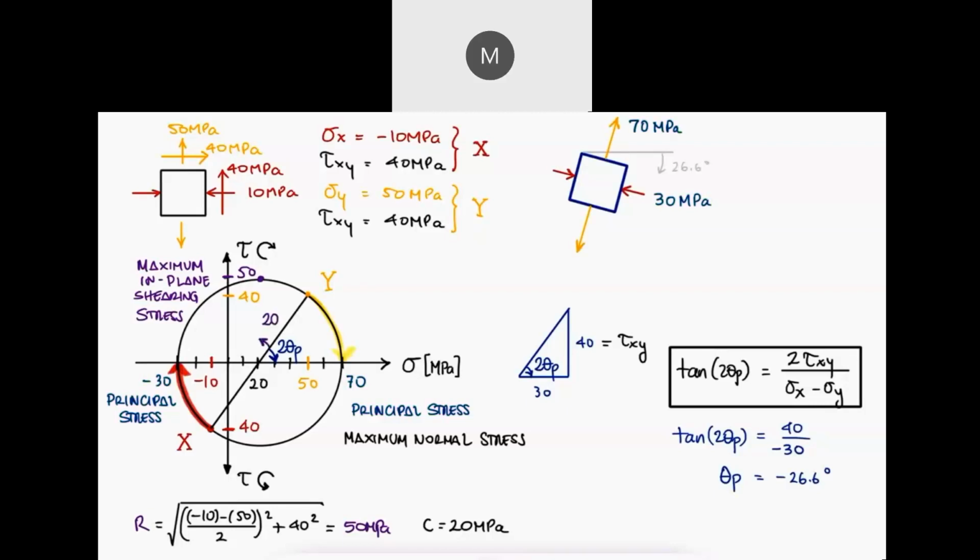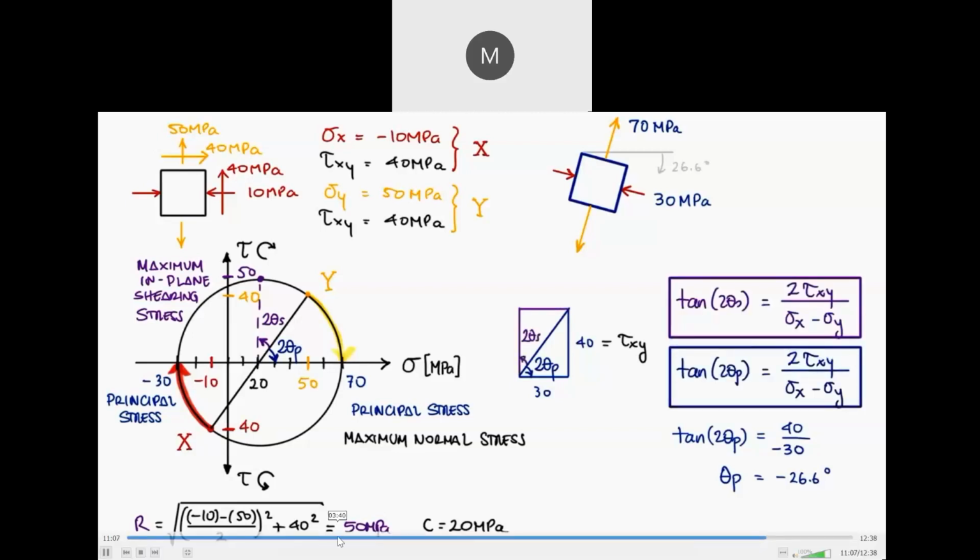The angle of rotation to find the maximum shearing stress could be found by using the reciprocal of our previous expression.